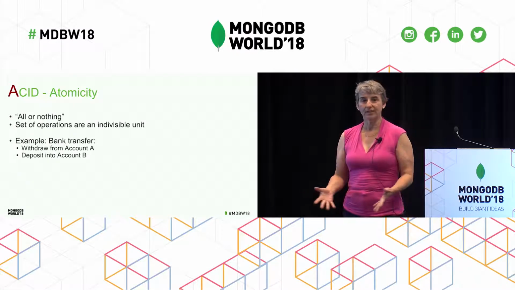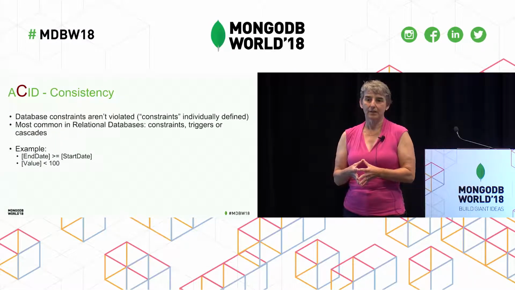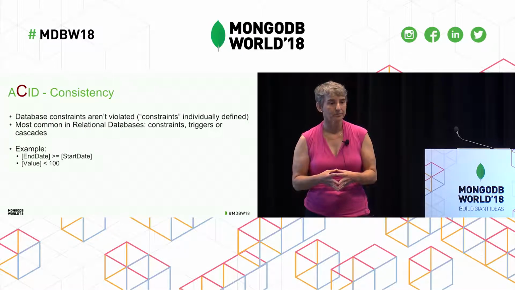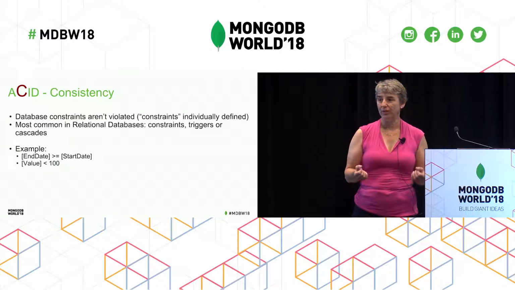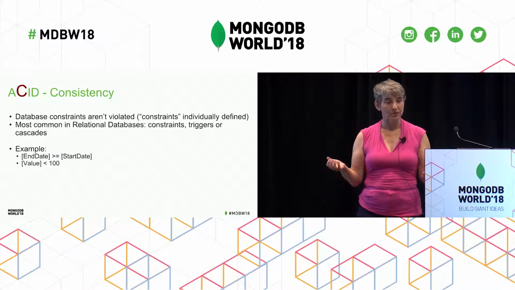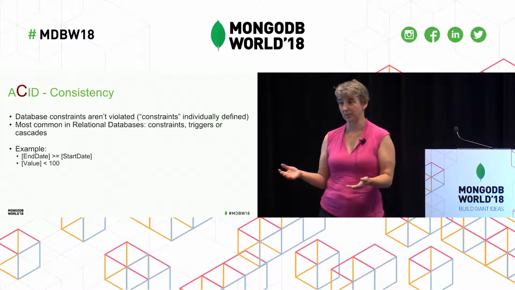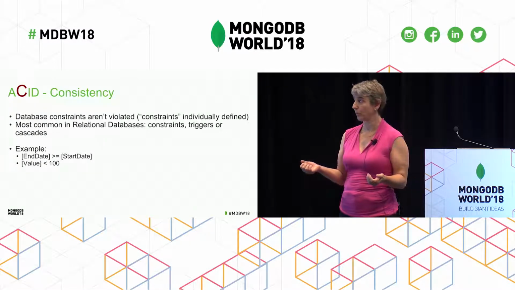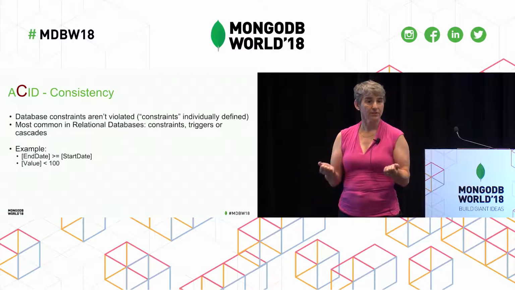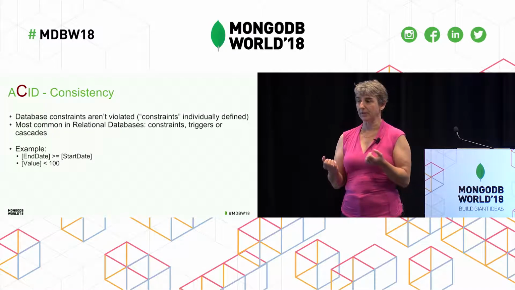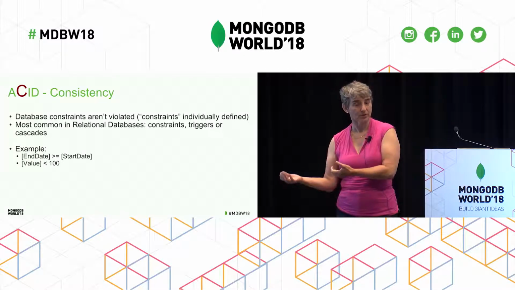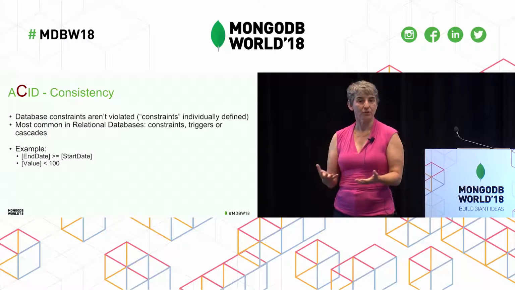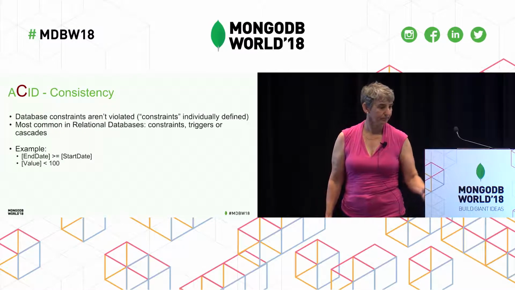The C in ACID stands for consistency. The database needs to move from one consistent state to another. And as Keith mentioned, that is defined by the rules. In relational systems, that is typically defined as things like constraints or triggers. So for instance, your database may require that a date is later than some other date in your data, or that some value falls within a certain range.